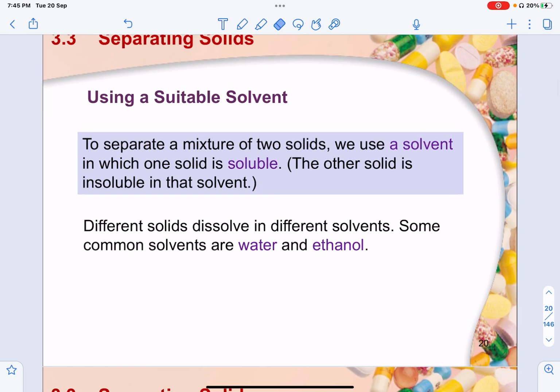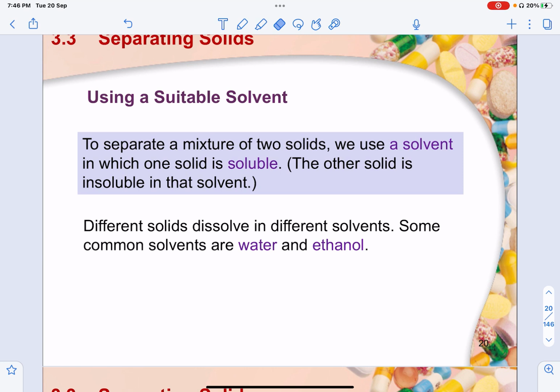When you want to separate solid from solid, you must first assess whether both solids are soluble or insoluble in water. To separate a mixture of two solids, we use a solvent in which one solid is soluble, while the other is definitely insoluble in that specific solvent. Why did we use the word solvent rather than water? It's because another kind of solvent is maybe oil, and water and oil are two very different things.